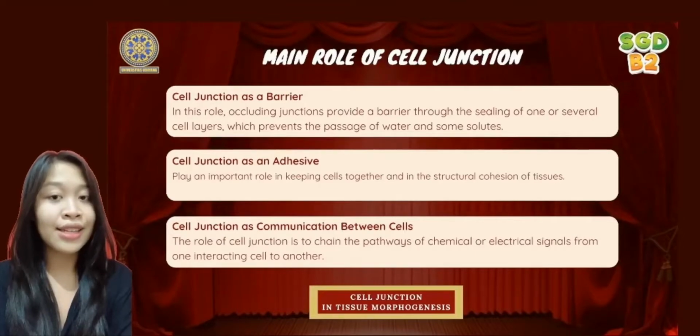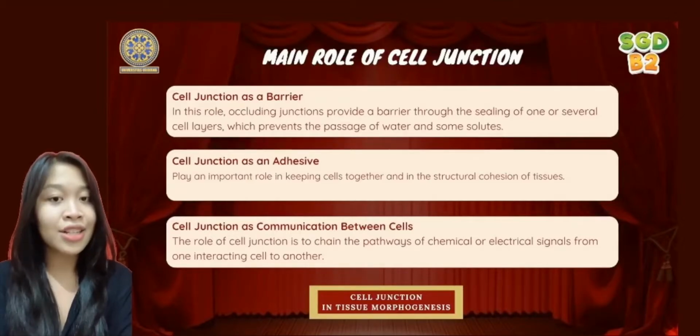In this role, a tight junction provides a barrier through the sealing of one or several cell layers, which prevents the passage of water and some solids. The interaction of the transmembrane proteins claudin and occludin in each cell causes the sealing of the membranes. This sort of intercellular seal controls chemicals crossing an epithelium in both directions.